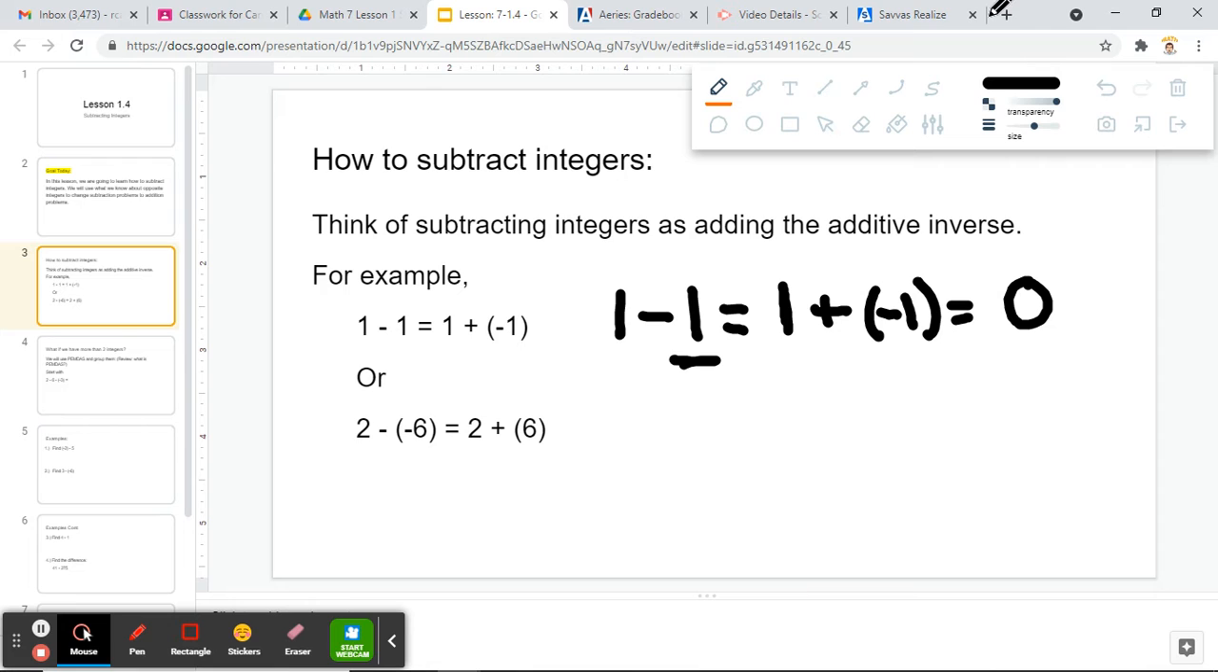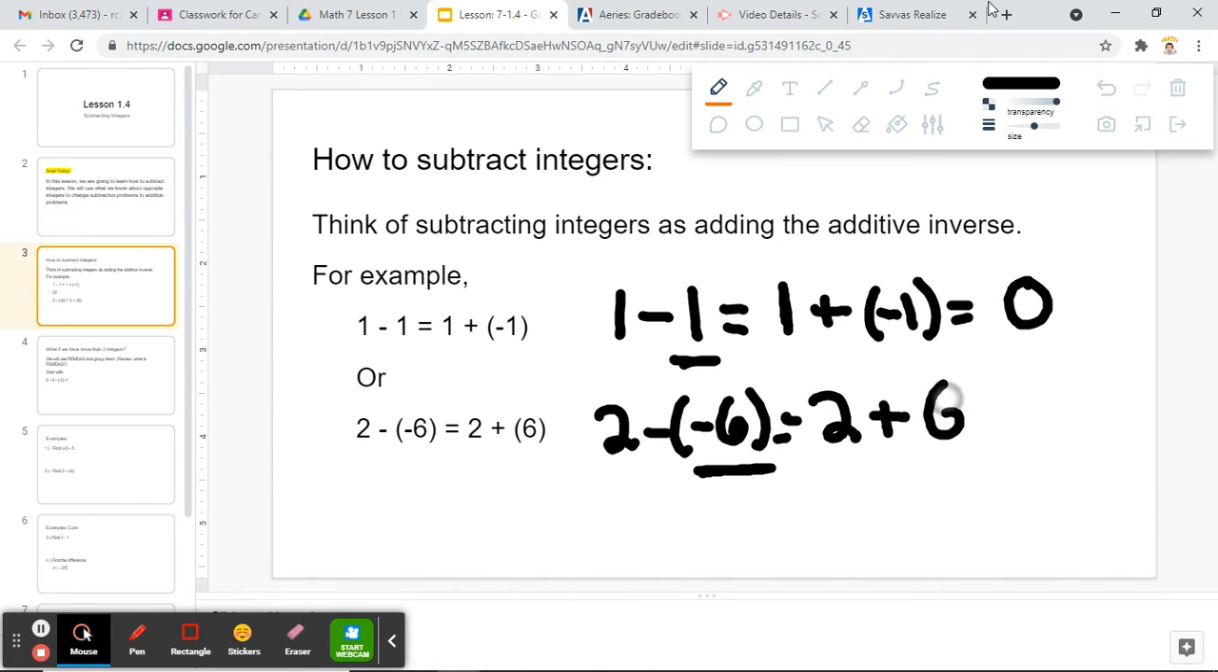Let's try this again on the second one here. So I have 2 minus negative 6. I'll keep our 2, change to addition. Now we have to ask ourselves, what's the opposite integer of negative 6? Well, it's positive 6, right? So now I have 2 plus 6. These are both the same signs here, so we can just add them and get 8.